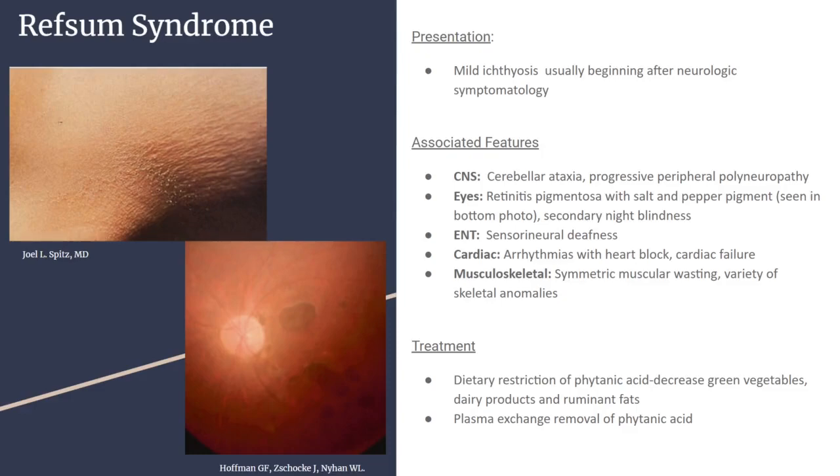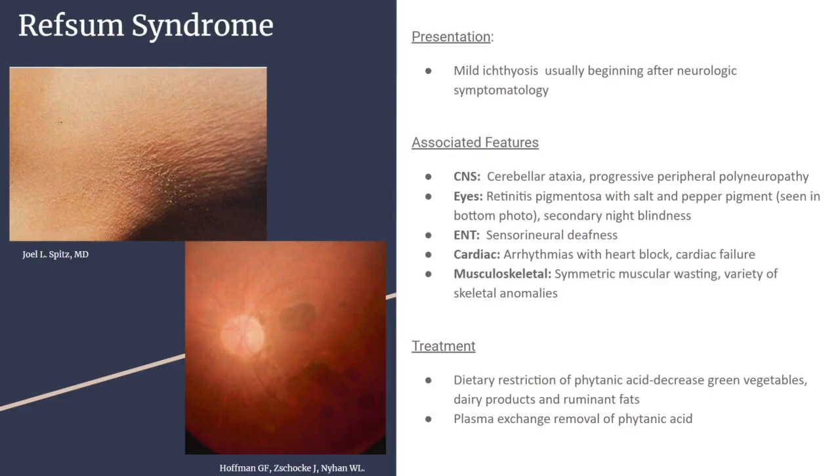In terms of CNS findings, you can have cerebellar ataxia and progressive peripheral polyneuropathy. In the eyes, you can have retinitis pigmentosa with salt and pepper pigment. The salt and pepper pigment seems to be possibly tested on here. It's kind of a buzzword in a way. ENT, you can have sensorineural deafness. Cardiac can include arrhythmias with heart block and maybe even cardiac failure in severe cases. You can also have MSK symptoms such as muscular wasting.